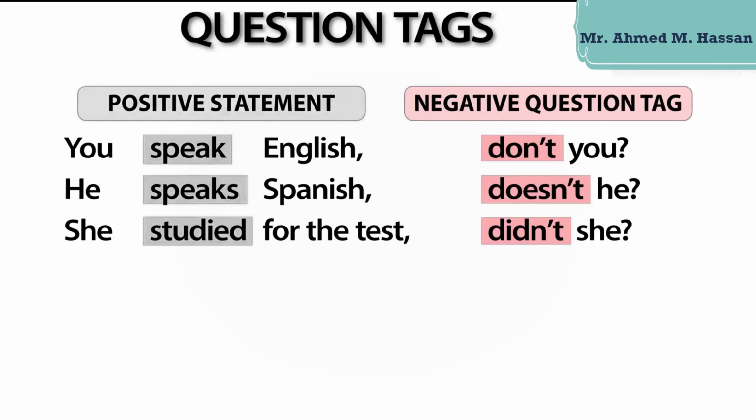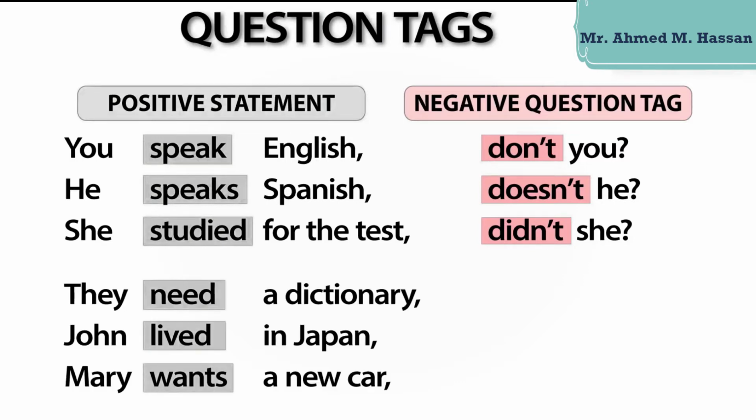She studied for the test, didn't she? We use didn't because studied is the past tense of study. Let's try some more examples. What would the negative question tag be for these statements?